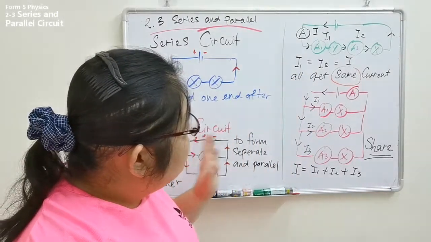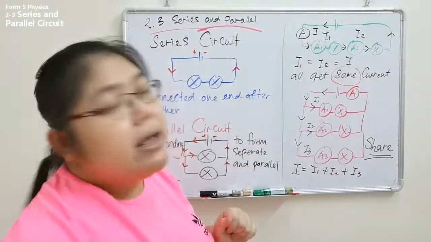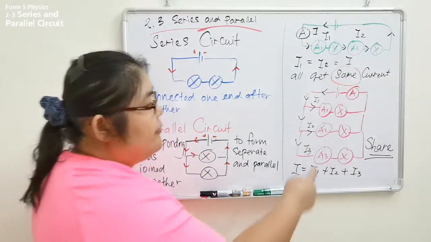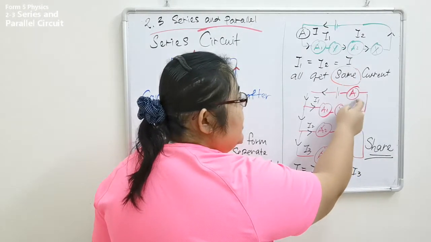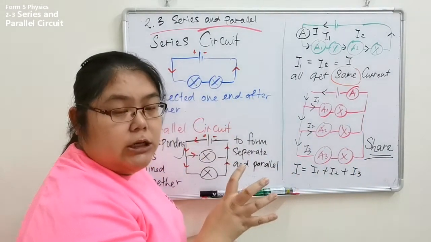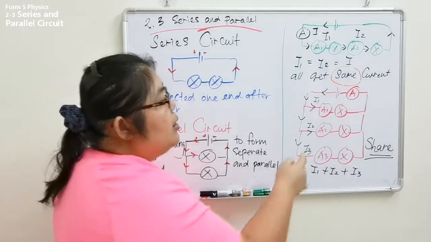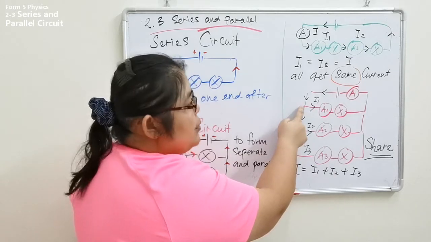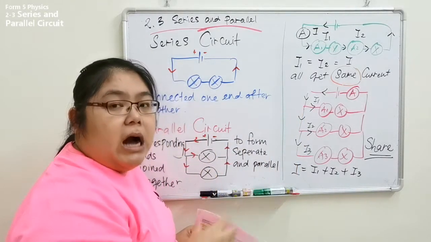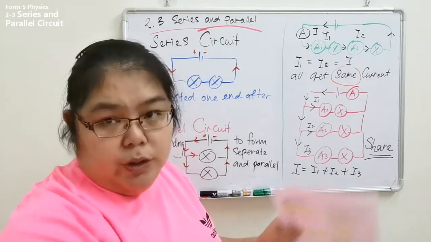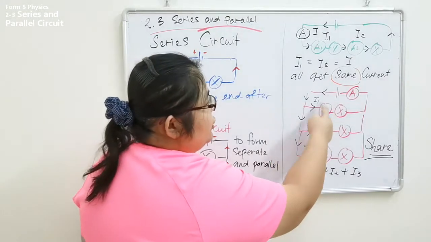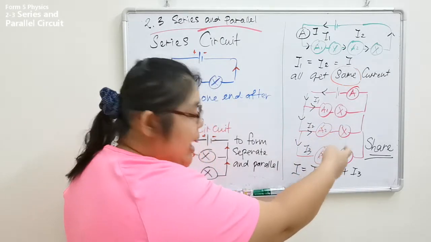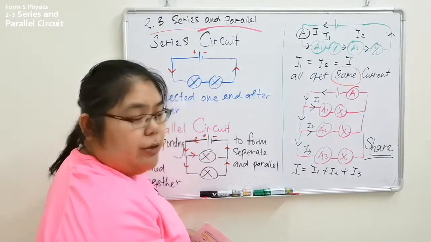Okay, now we go to the second one. The second one is a parallel. Can you see? This one is the main ammeter. It receives all the current. After the current goes, it must go to this part. When it goes to this part, what happens? It needs to split. The current needs to be shared. The first one goes to share A1, after that A2, and the last one is shared to A3.